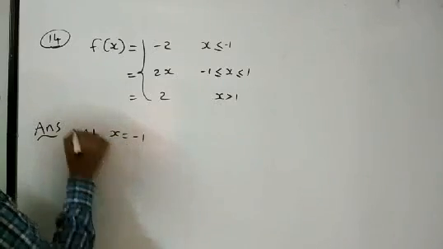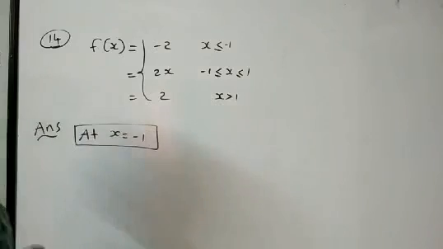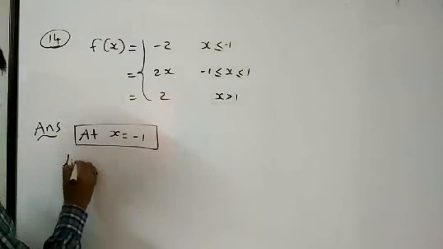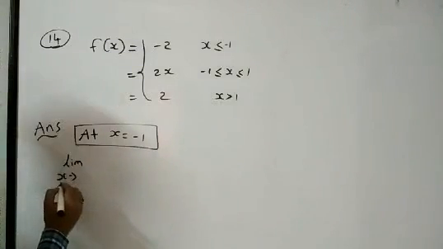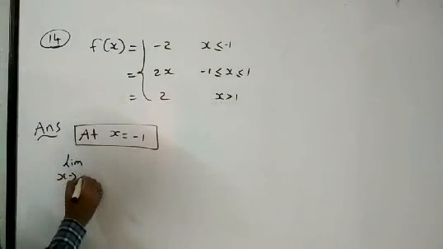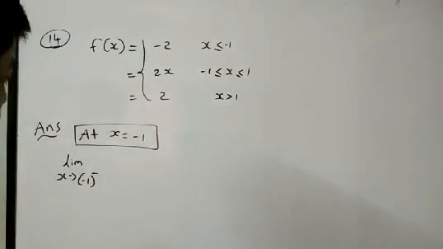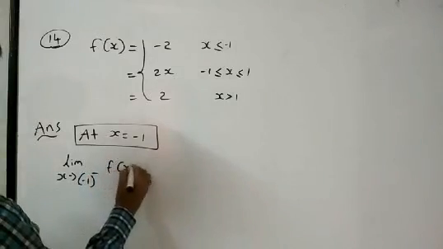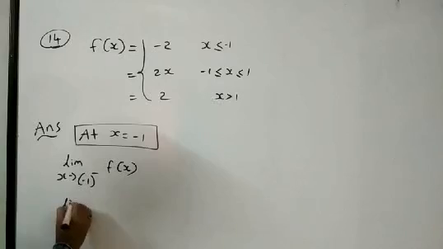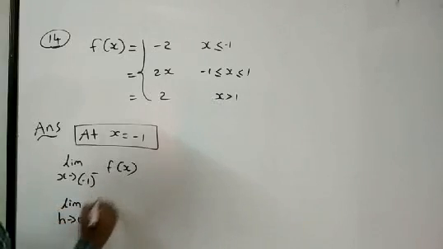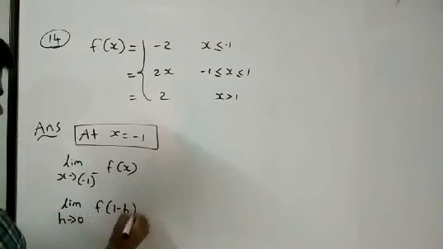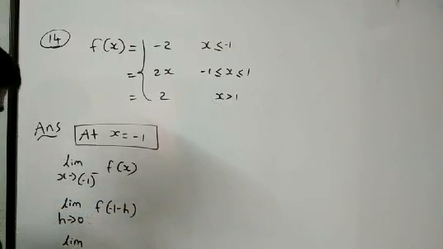At x equal to minus 1, let us take the left hand limit, x tends to minus 1 negative f of x, that is limit h tends to 0 f of minus 1 minus h.